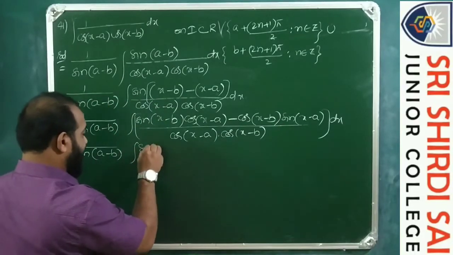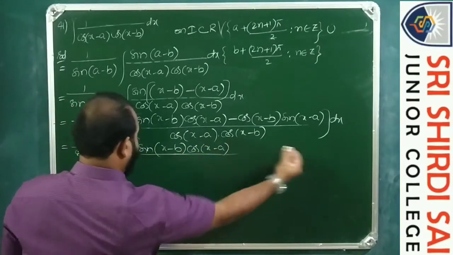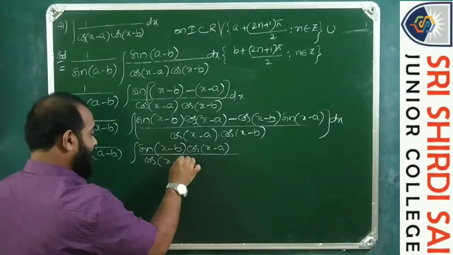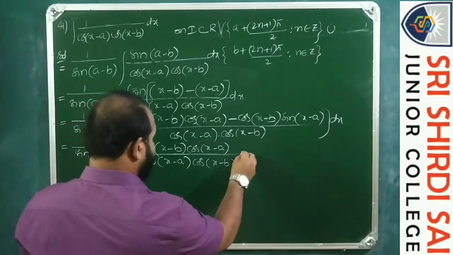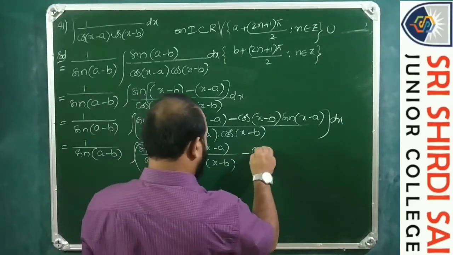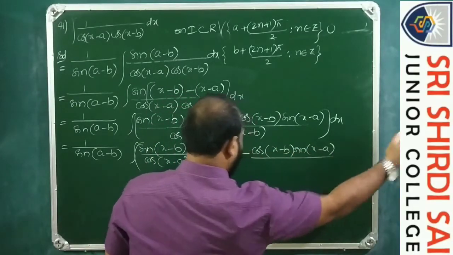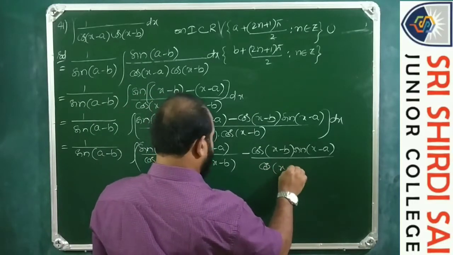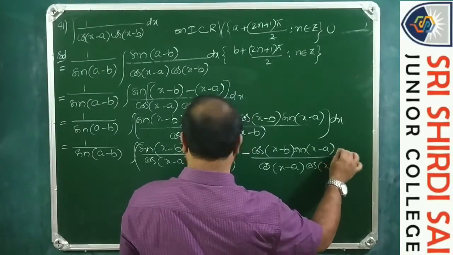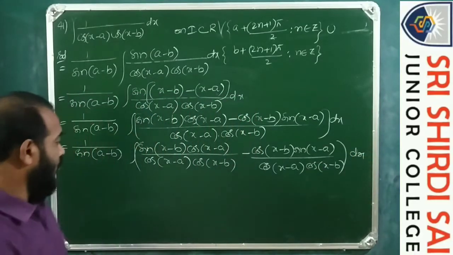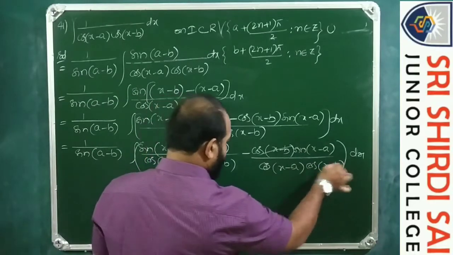So this is equals to sin x minus b into cos x minus a by cos x minus a into cos x minus b, minus cos x minus b into sin x minus a by cos x minus a into cos x minus b, whole dx. So cos x minus a gets cancelled here, and cos x minus b gets cancelled here.